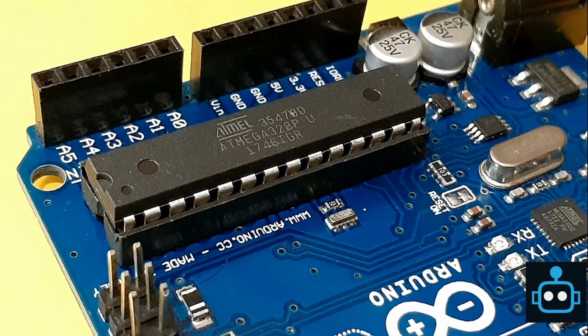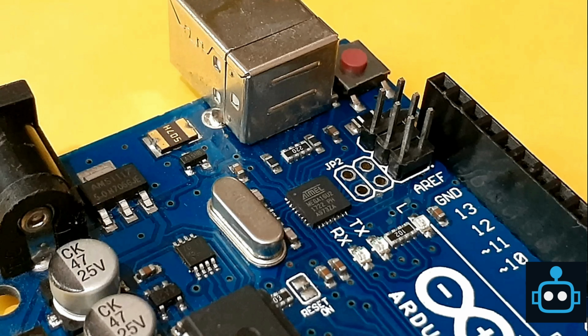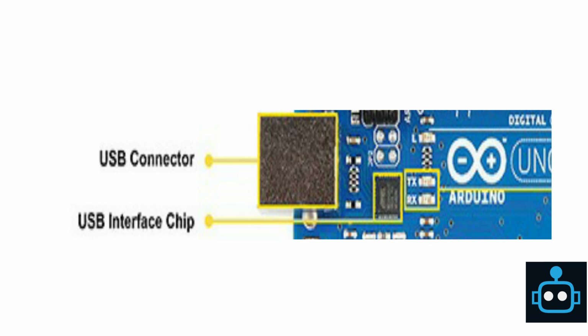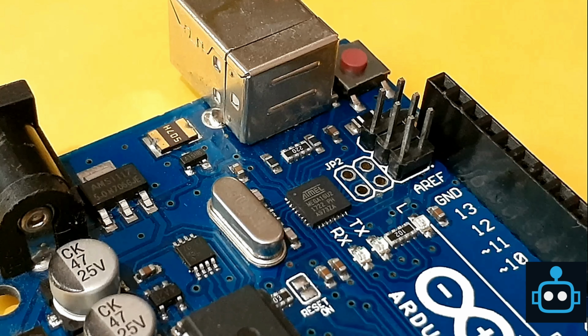Now, in order to upload what you create to the main microcontroller, there is another microcontroller on the board. This chip helps you connect the USB cable to the Arduino board and communicate via USB. It lets you upload programs to the main microcontroller, and when the program is running, it allows you to send messages. This chip is also important for debugging.